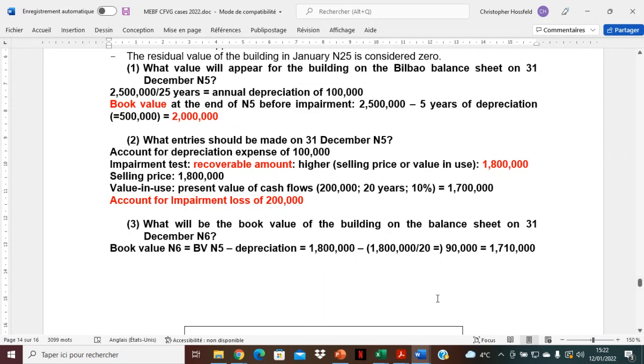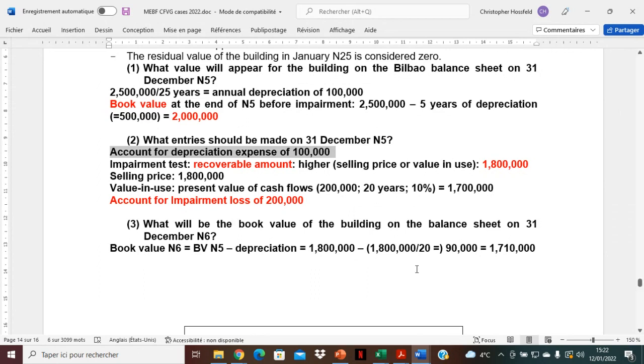So we have to recalculate the depreciation based on the new book value after impairment. You can see that my depreciation expense now is 90,000 compared to 100,000 before the impairment. Obviously, since the impairment is already a big loss of value in one shot, that has a reducing impact on the depreciation that comes after, which is completely logical.